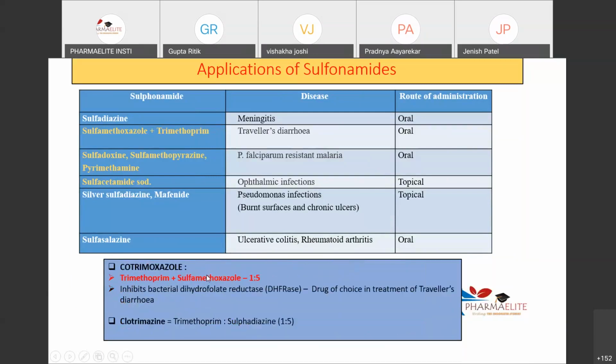Co-trimoxazole pe hamesha question aaya hai. Co-trimoxazole, TRIM. TRIM is standing for trimethoprim. Oxazole. Oxazole is for sulfamethoxazole. Sulfonamide mein bhi alag alag drugs hai. Sulfamethoxazole, sulfadoxine, sulfamethopyrazine. So sulfamethoxazole 1:5.